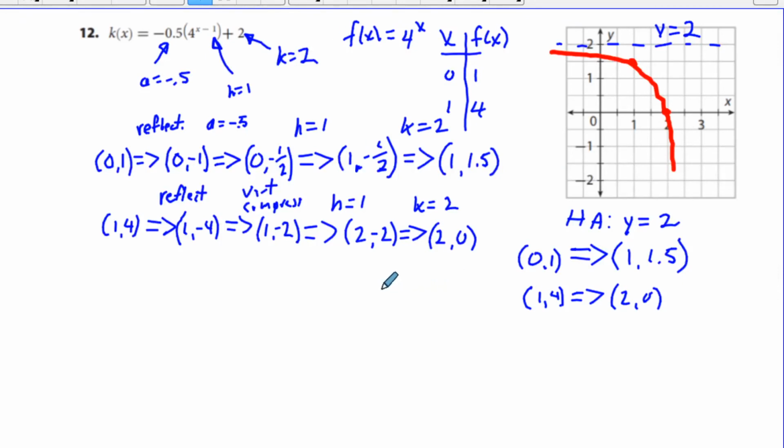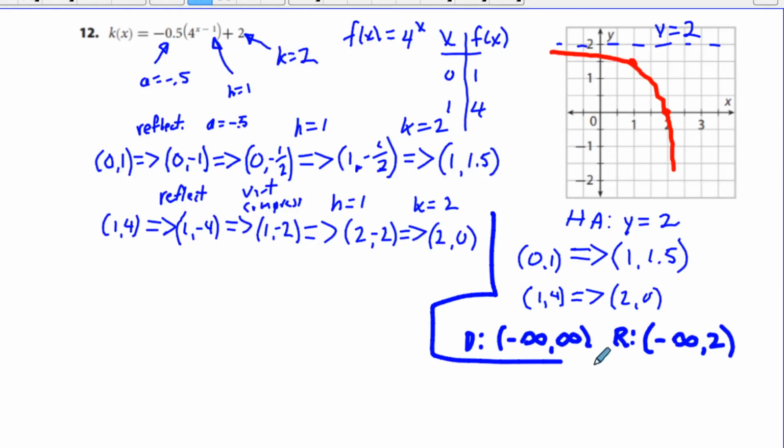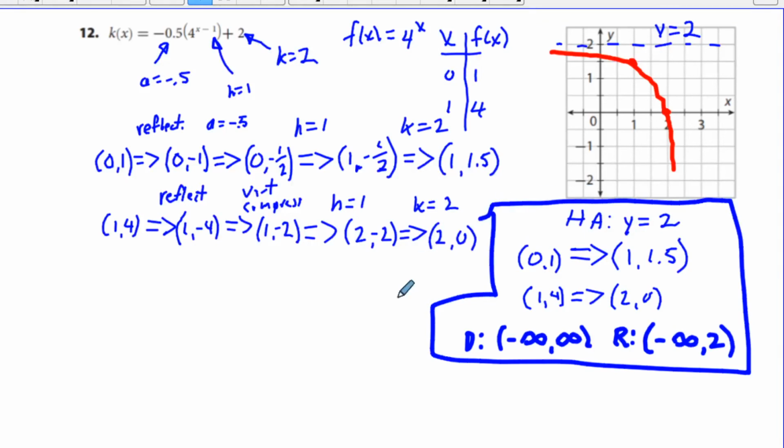And last thing, domain and range. Domain, all real numbers. Range, we have negative infinity up to but not including 2. So negative infinity to 2. So it's going to be, our answer is going to be all this. Okay. That's it.